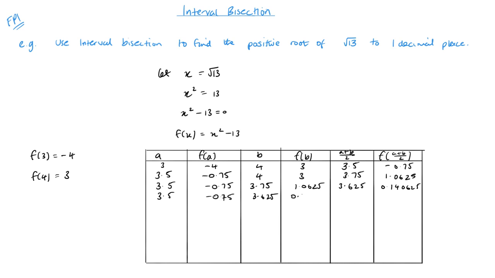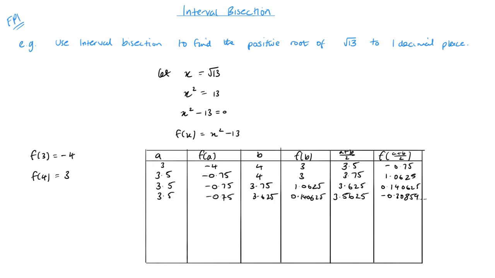At the moment I'm trying to get it to 1 decimal place, so that these two values end up rounding to the same answer to 1 decimal place. At the moment this one rounds to 3.6, and this one obviously 3.5. So the midpoint between these two is 3.5625, and then I put that into f of x, and I get minus 0.30859 and so on.